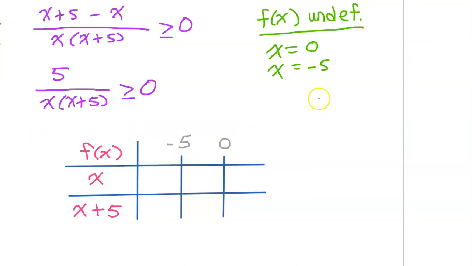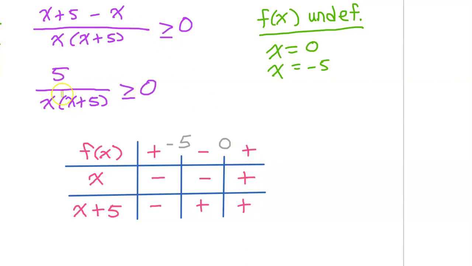Now we can make a sign chart, starting by putting our two critical numbers across the top on this number line. We need to decide whether these factors are positive or negative in each interval. Of course, x itself will be negative to the left of 0 and positive to the right of 0. X plus 5 is equal to 0 right at negative 5. It will be negative to the left and positive to the right. In the first interval, f of x will be positive because a negative times a negative is a positive. Similarly, a negative times a positive is a negative, and a positive times a positive is a positive.